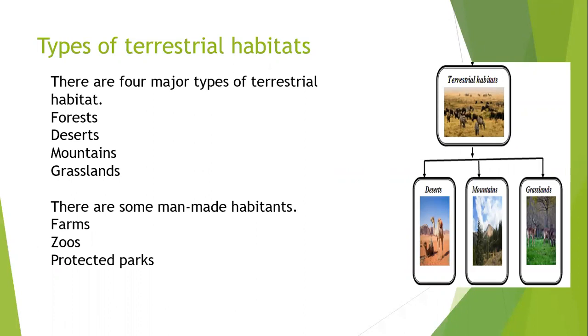Types of terrestrial habitats. There are four major types of terrestrial habitats. That's forests, deserts, mountains, and grasslands. Now the picture on the side only has three. That's desert. So what animals would you find in the desert? I think you would find a camel in the desert.